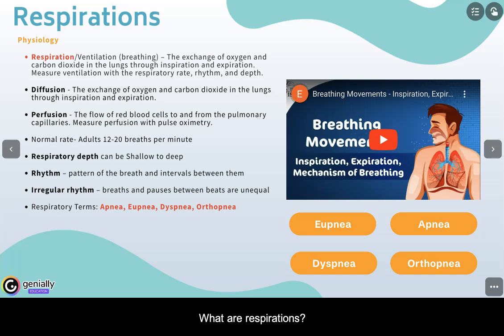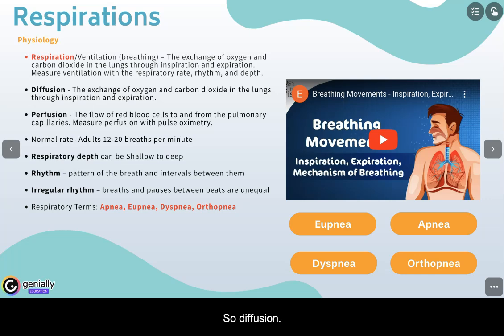What are respirations? Respiration is ventilation, breathing, right? That's breathing, and the exchange of oxygen and carbon dioxide in the lungs through inspiration and expiration. Ventilation is the actual act of breathing. Respiration is the exchange of oxygen and carbon dioxide in the lung through inspiration and expiration. We measure ventilation with the respiratory rate, rhythm, and depth. So this is your actual breathing, right? Breathing in and breathing out.